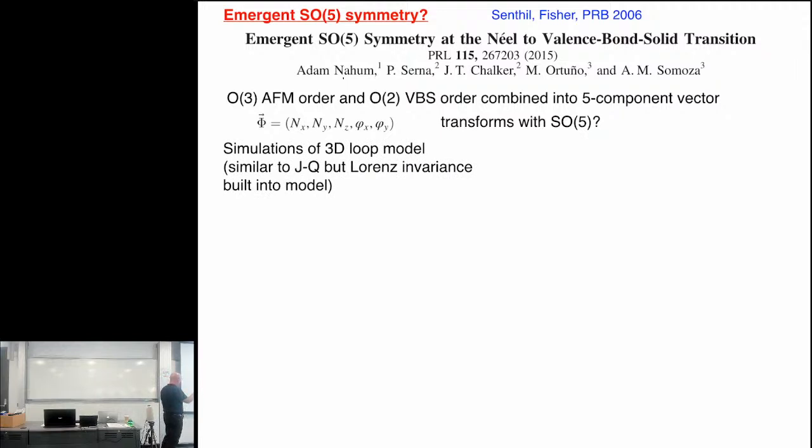Okay, so you can define a vector, 3 components of Neel and 2 components of the VBS. In their model, is the symmetry exact, or is it still Z4? It's still Z4. Yeah. Still Z4.